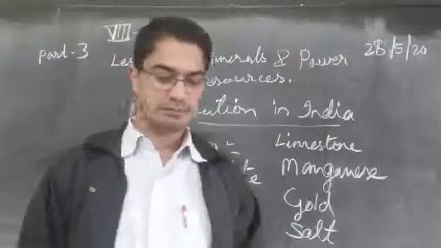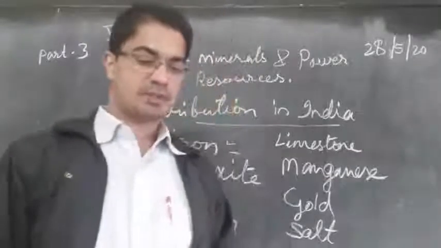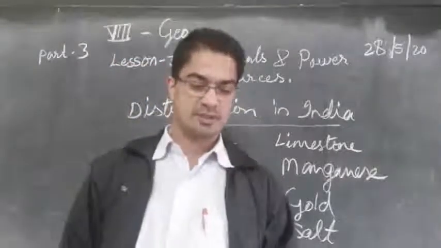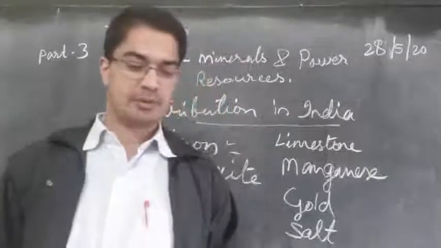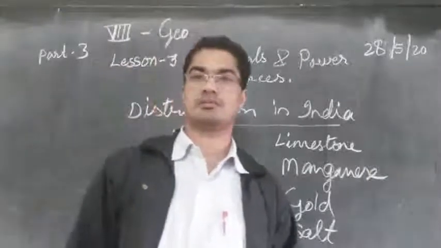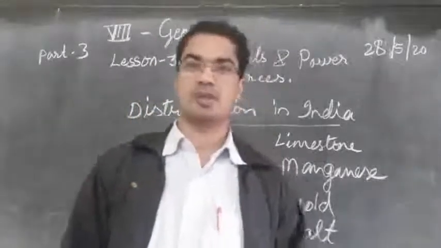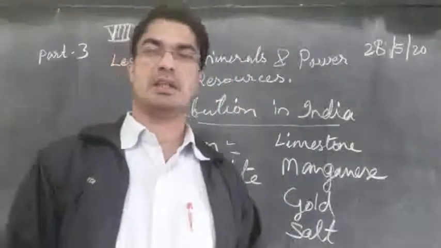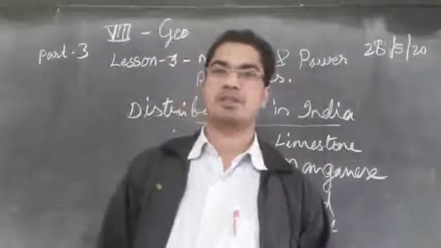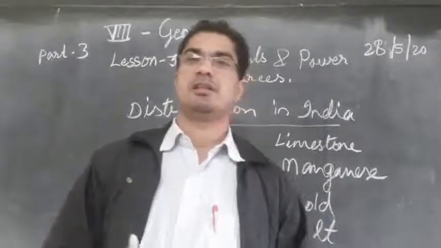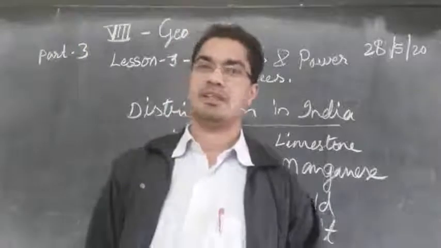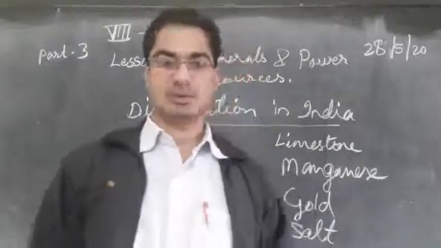Salt. It is obtained from seas, lakes and rocks. India is one of the world's leading producers and exporters of salt. So, from where do we obtain salt? Mostly from the sea. We dry up the seawater and after evaporation, what is left over is the salt.